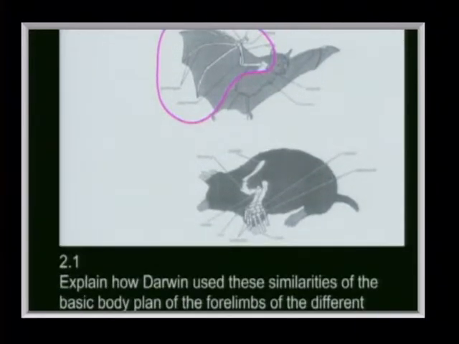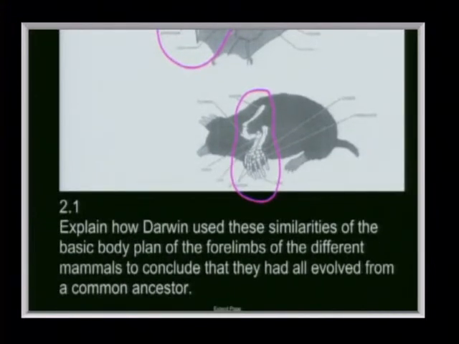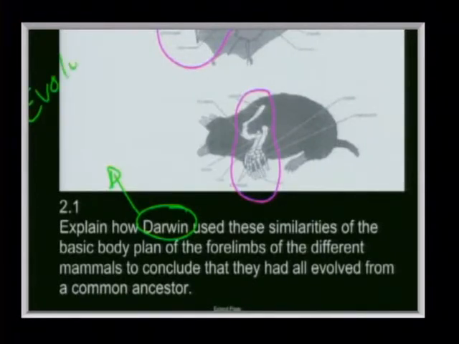And finally, the forelimb here of your mole. So, what does the question ask? The question asks, explain how Darwin. Now remember, Darwin is the author. Darwin and Wallace, of course, don't forget, are responsible for the theory of evolution by natural selection. So, we have Darwin, explain how Darwin used these similarities.